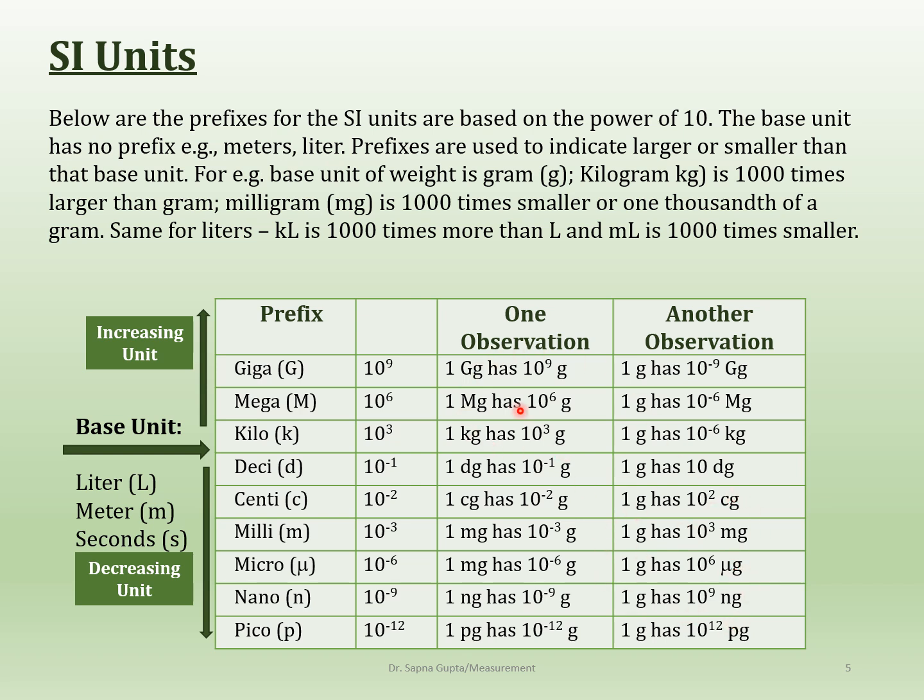Okay, that might help you. So for example, 1 megagram has 10 to the power of 6 grams, whereas 1 gram has 10 to the power of 3 milligrams, which is 1,000. And you can write that out if you want to. Okay, all right, enough said.